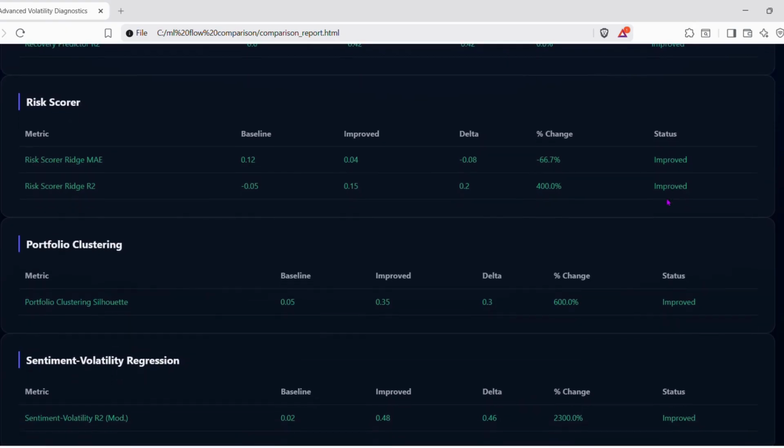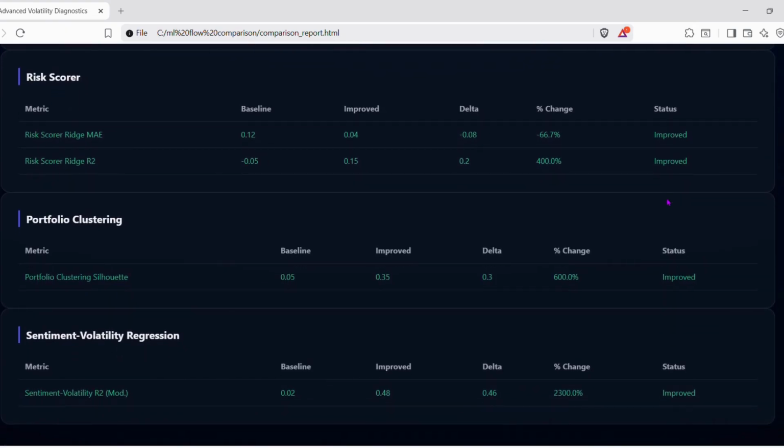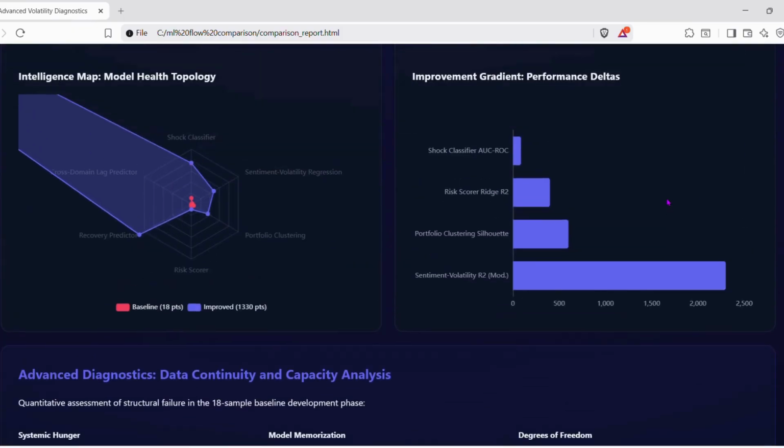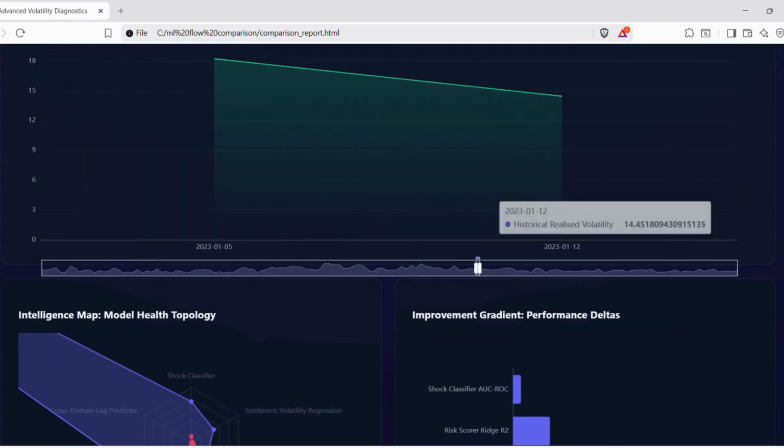The rest we see are the risk scorer, portfolio clustering, and sentiment volatility regression. All of these have been improved because of the expansion of our data set and the improvement in the timeline of the web scraping done.